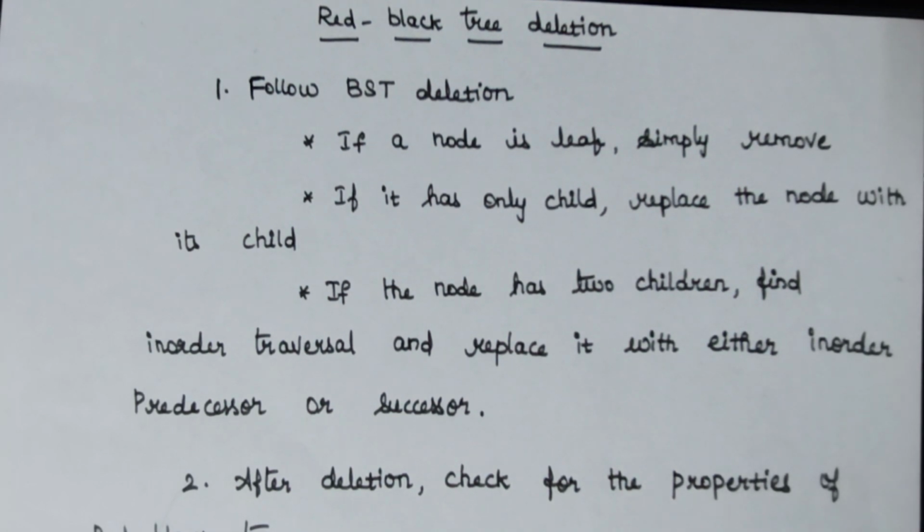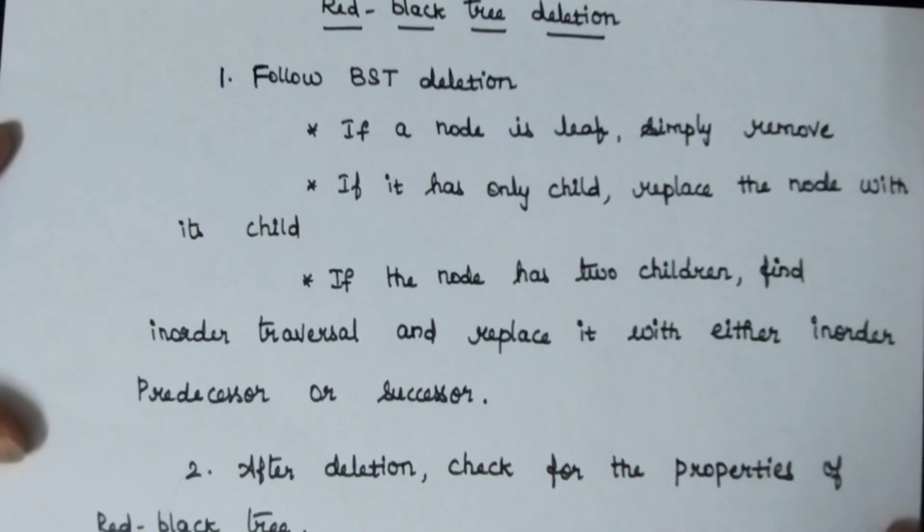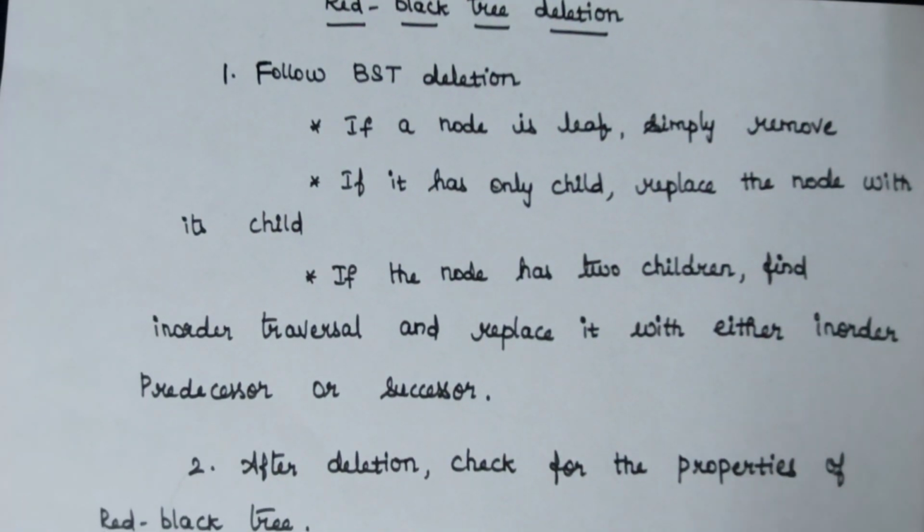Now coming to red black tree deletion. What are all the steps we need to follow when we are performing deletion in a red black tree? Here are some steps I have given. First, we need to follow binary search tree deletion. Basically, how do we do deletion in a binary search tree? We have three cases in that.